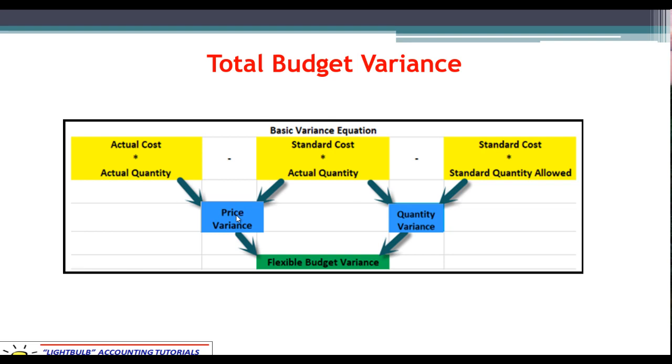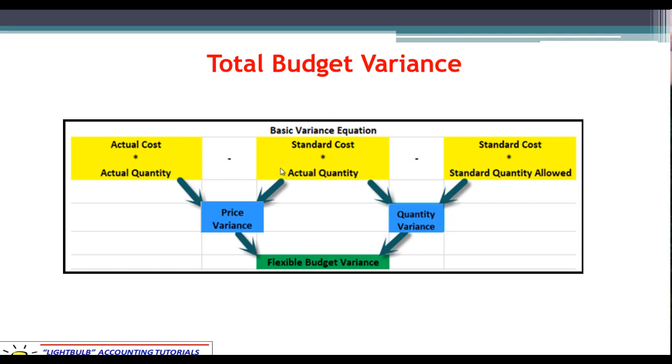You want to know what caused it. Was it the price change that caused the variance? Or was it the quantity change that caused the variance? Did you use too much of something, or did you get charged more than expected? Or less. It could be either way. So to do that, to get a price variance, we have to know the difference between the two prices, actual and standard. So this cost, by the way, is cost per unit. The quantity is still actual. It's actual in both cases.